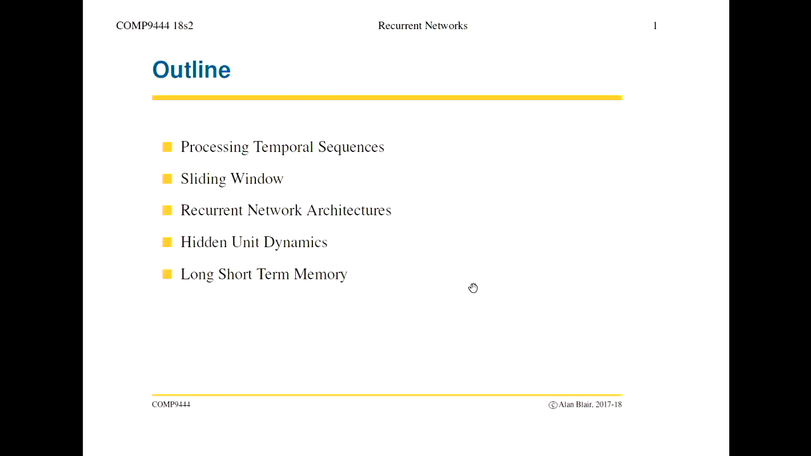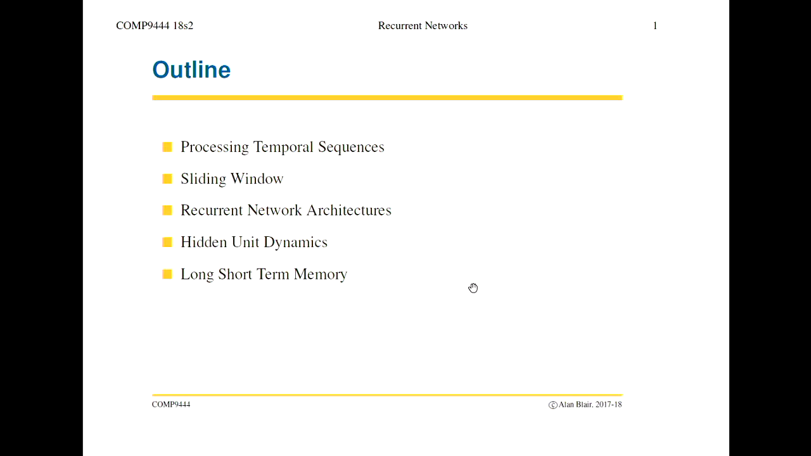Okay, so what we're going to look at is different ways of processing temporal sequences. What we've looked at so far is static input. You're given an image. It might be a very sophisticated or complicated image, but it's one image presented at one point in time, and then the network has to process that input and produce an output.